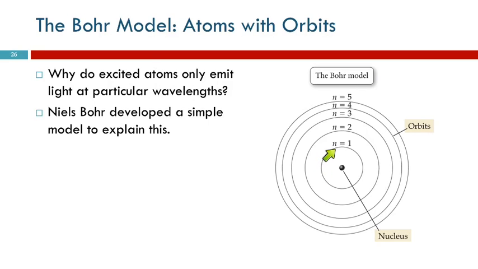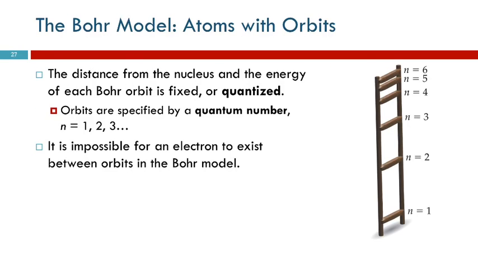And so it could be in this level, n equals 1. This is an orbit with a particular energy. Or it could be in orbit number 2. This has higher energy, and as you go up in number, the energy of that orbit is higher. Those orbits are fixed. The distance is fixed, and consequently the energy is fixed. And the word we use to describe that is quantized. So something that's quantized, there are particular levels.